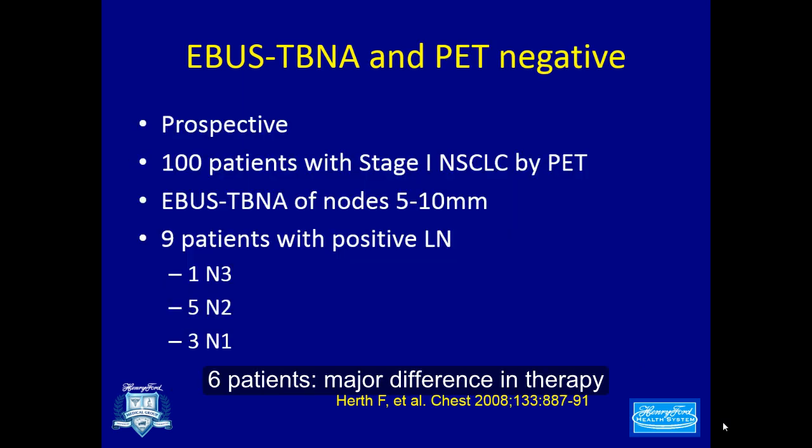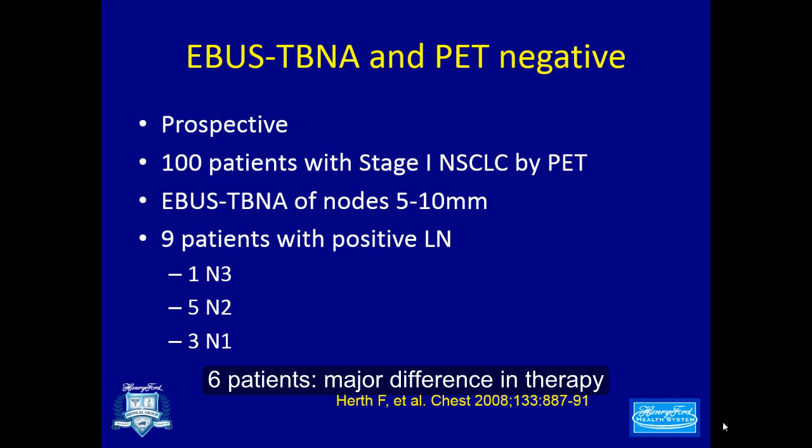EBUS and PET negative scans. This is a study on 100 patients with a possible stage 1 lung cancer by PET scan only. They underwent EBUS-TBNA and biopsy of all the lymph nodes between 5 and 10 millimeters, and 9 patients had positive lymph nodes. I'm not advocating, because this study is telling us that even the stage 1, the group D that I talked about, should go for mediastinal staging.